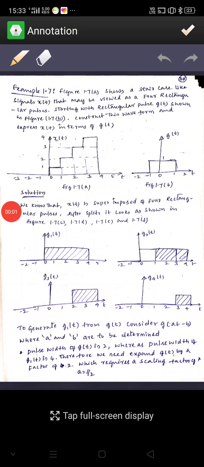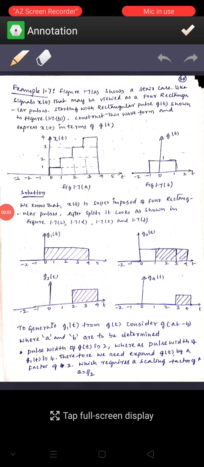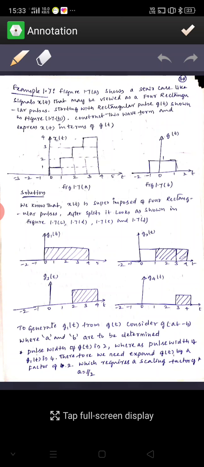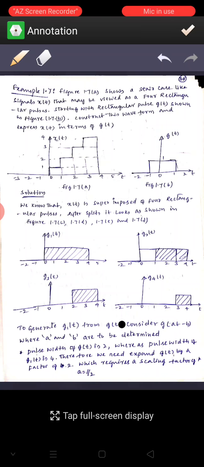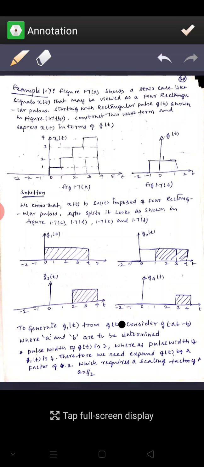Now we can come to another problem based on the time scaling and time shifting concept. This is problem 1.7. It is quite different from the previously discussed 1.5 and 1.6. There the only criterion was time expansion, but here, along with the time expansion, time shifting is also going to take place. Now we are going to read the problem.